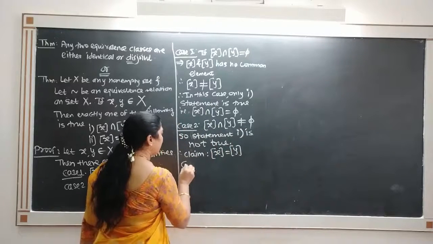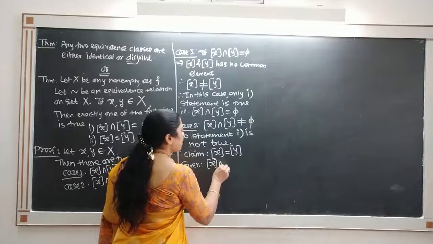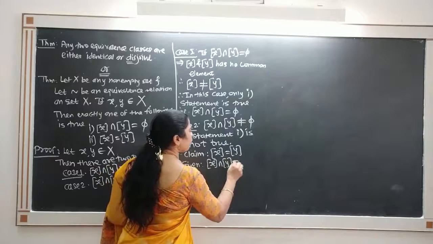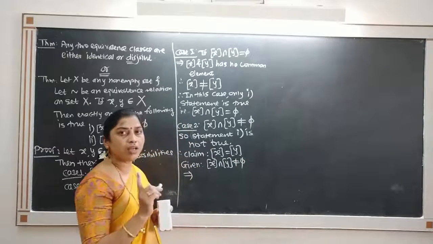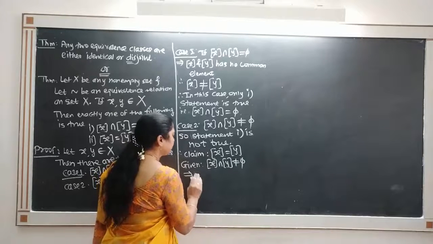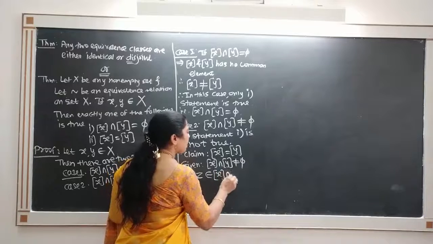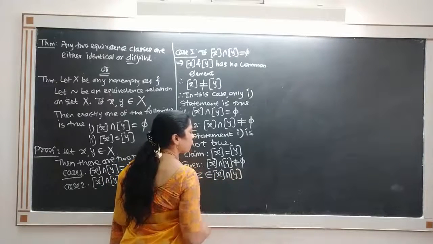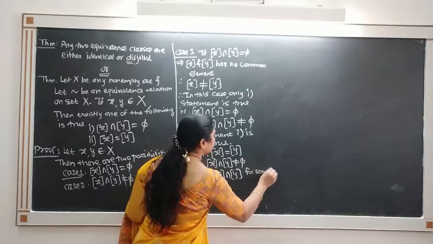So start with the given. We have given that the equivalence class of x intersection the equivalence class of y is not equal to phi. This means that there exists at least one element which is common to both. So let us assume that some element z belongs to the equivalence class of x intersection the equivalence class of y, for some z in X.